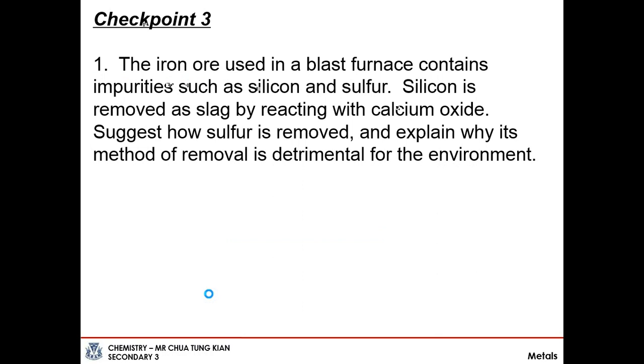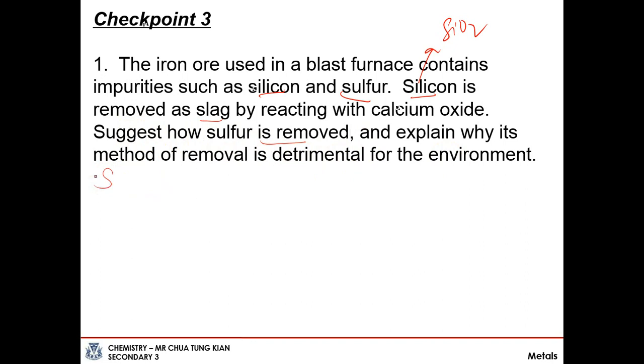The iron ore used in the blast furnace contains impurities such as silicon and sulfur. So how do we remove them? Silicon is removed as slag by reacting with calcium oxide. Silicon is found in the form of silicon dioxide, SiO2. So how is sulfur removed? And explain why its removal is detrimental for the environment. Sulfur is found by itself as sulfur. So how is sulfur removed from a blast furnace?